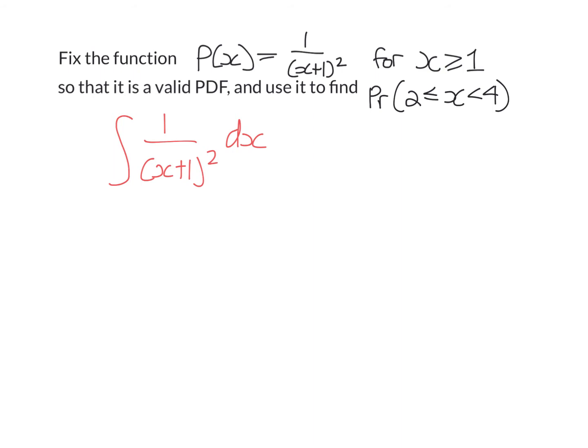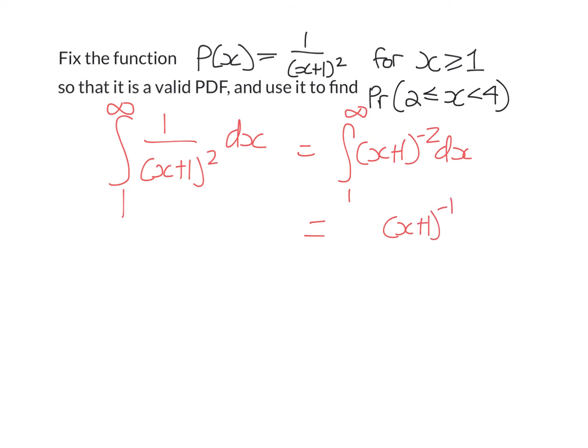So x is greater than 1. That means x is between 1 and infinity. So just to make this a little easier to work with, I'm going to rewrite it as (x+1) to the power of negative 2. So we've integrated functions like this heaps of times. What we do is we increase the power by 1 and divide by the new power.